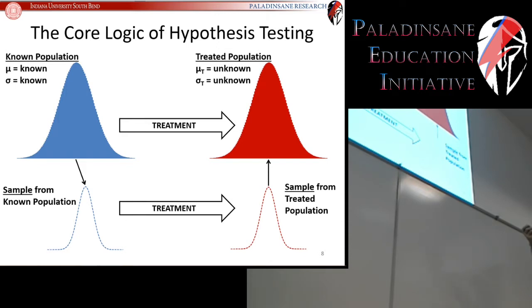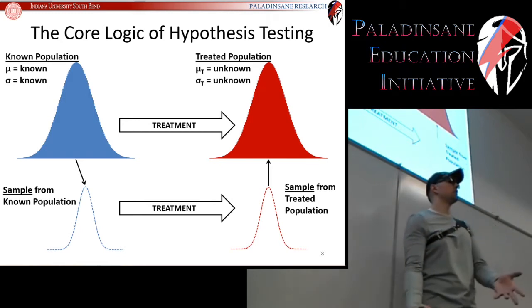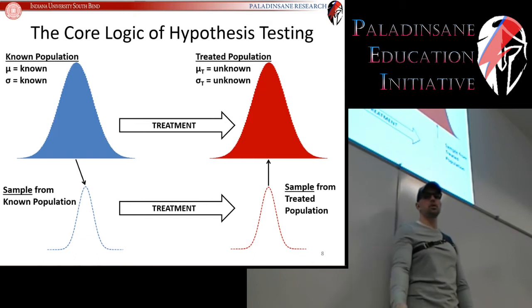So we have a known population. We treat it. We have no idea what the treatment does. So the treated population is unknown, right? We don't know what the mean is. It could be anything, right? We could have gone up, we could have gone down. We don't know what happened to the treated population.